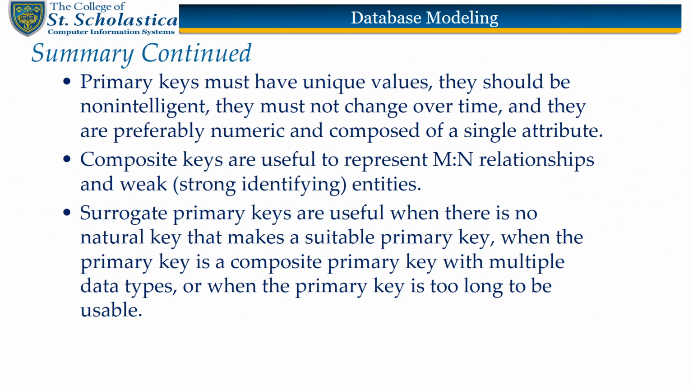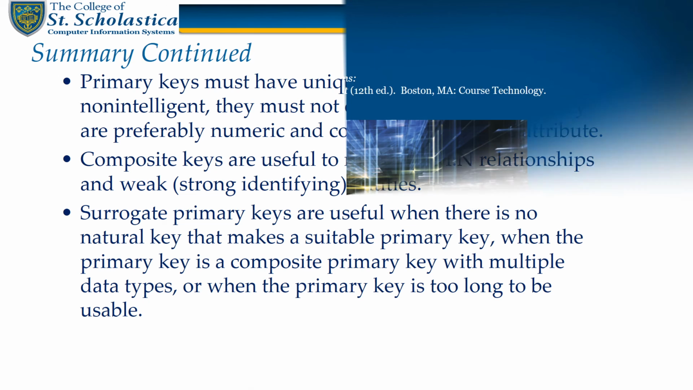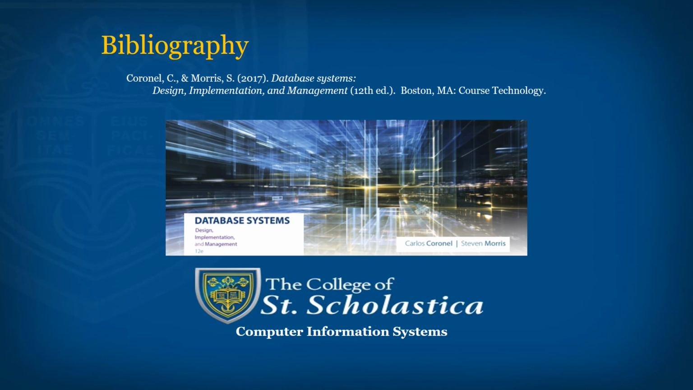Primary keys have unique values. They should be non-intelligent, they must not change over time, and they are preferably numeric and composed of a single attribute. Composite keys are useful to represent many-to-many relationships and weak, strong identifying entities. Surrogate primary keys are useful when there is no natural key that makes a suitable primary key, when the primary key is a composite primary key with multiple data types, or when the primary key is too long to be usable.